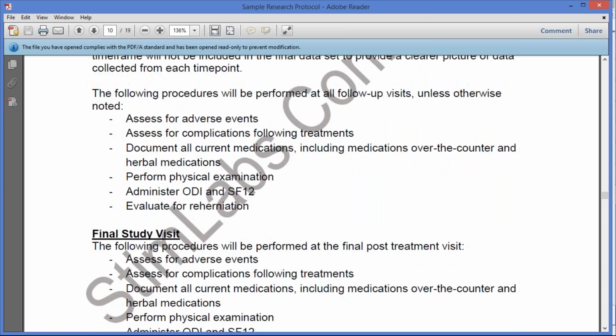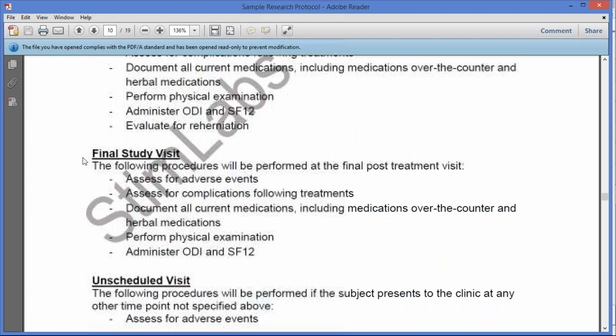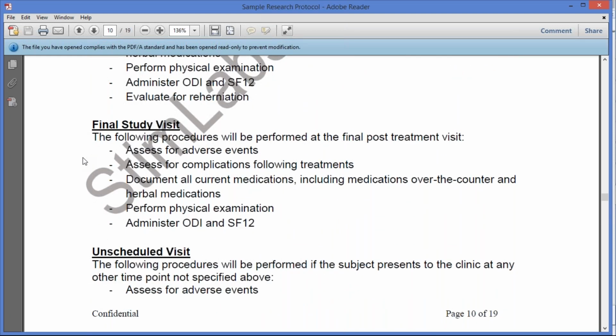During follow-up, we assess for adverse events and complications, document medications, perform the physical examination, ODI, SF12, and evaluate for reherniation. Those are all during follow-up. At the final study visit, the last day of the visit, we again collect this data.